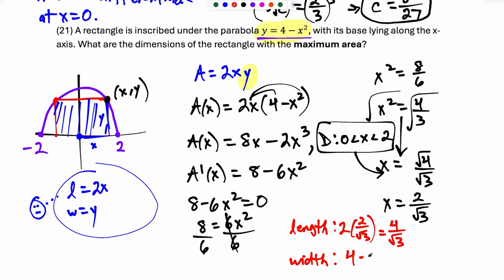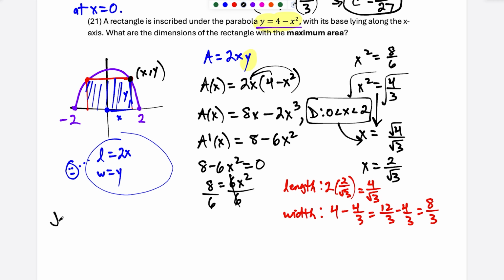So I have 4 minus x squared. And x squared, I could just take this and square it, or I could say, oh, x squared was 8 over 6, which was equal to 4/3. So I could say 4 minus 4/3, which if I turn this into a fraction with a denominator 3, I would have 4 is equal to 12 over 3, and then minus the 4/3 would give us 8/3. Okay, so here is the length and width of our rectangle.